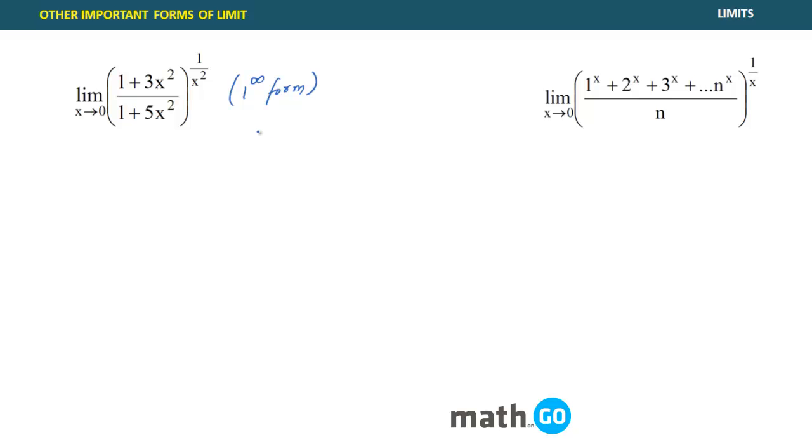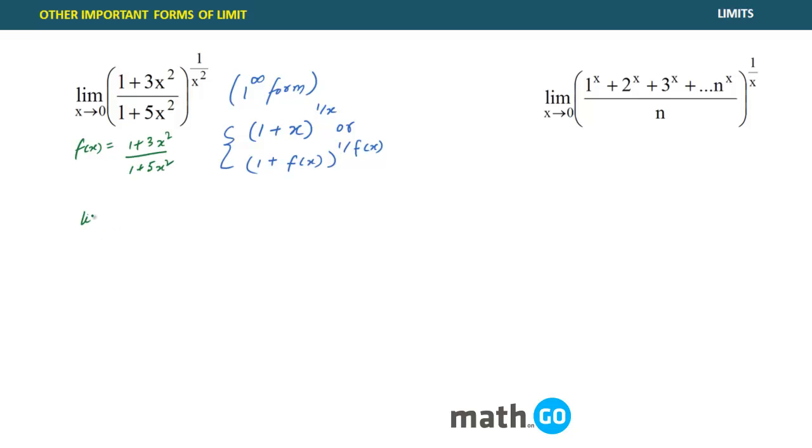For the 1 raised to power infinity form, you need something of the sort (1 plus x) raised to power 1 by x, or (1 plus f(x)) raised to power 1 by f(x). This is the form that you require for this formula to be applicable. Now let us start working on this. How do we form 1 plus f(x)? Here your base is (1 plus 3x square) upon (1 plus 5x square).